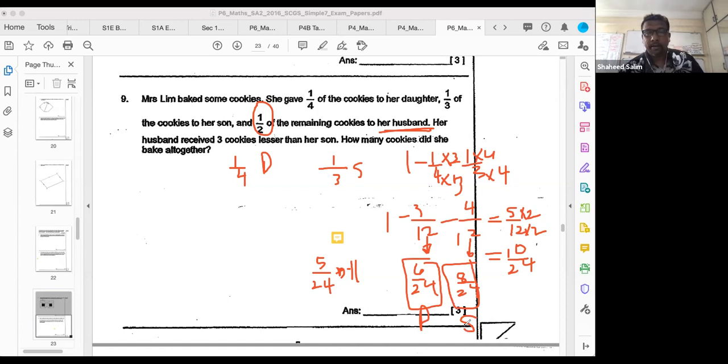Okay? Now, let us look. They are comparing the husband and the son. The husband is 5 units. The son is 8 units. The difference is how many? 3 units. This 3 units is equal to 3 cookies. So you want to know how much you make altogether? Altogether got how many units? 24 units. 24 units is 24 cookies.